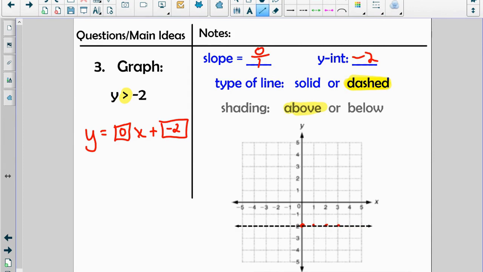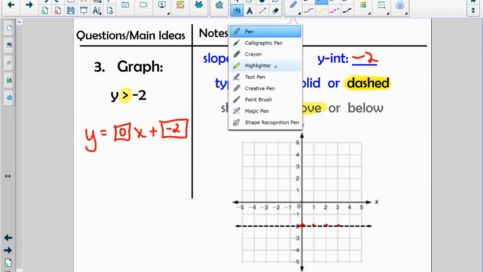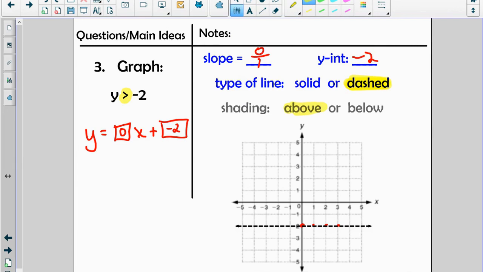There we go. The last thing we need to do is shade where all of the solutions are. Where are all the y values that are greater than negative 2? They are going to be above that line, because that's where my y values of negative 1, 0, 1, 2, 3, 4, 5, and so on are. All of the ordered pairs in that shaded area would represent the solutions to this inequality.